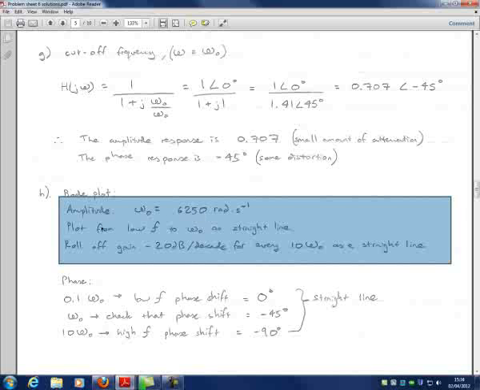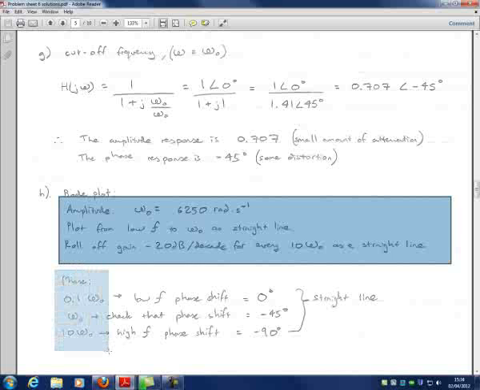What we need to do then is plot from low frequency to omega naught as a straight line at the low frequency gain, so that's going to be at 0 decibels because there's no attenuation. Then we need to roll off the gain from the cutoff frequency, which is omega naught, at minus 20 decibels per decade for every 10 omega naught as a straight line. This is the same thing as we did in the lecture, so we went into a bit more detail in that in your lecture notes, so have a look there. So that's how we plot the amplitude.